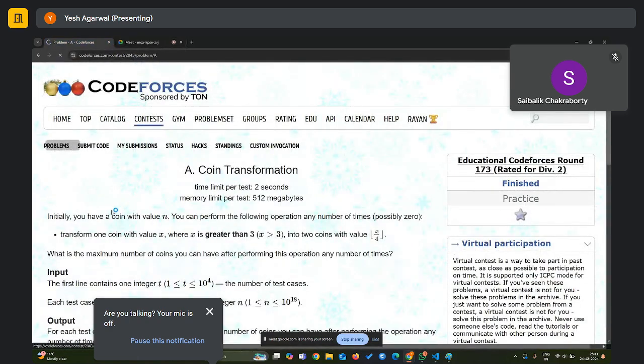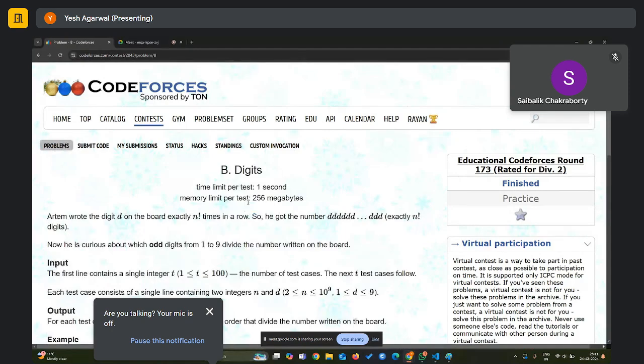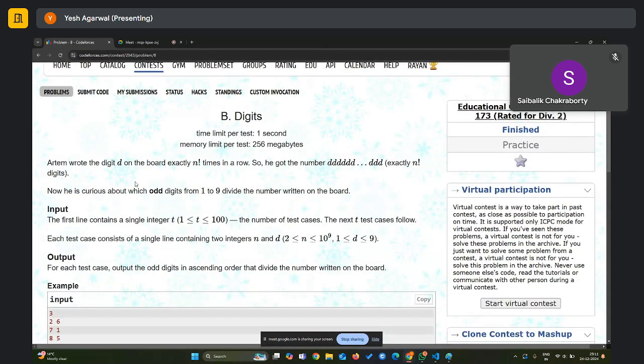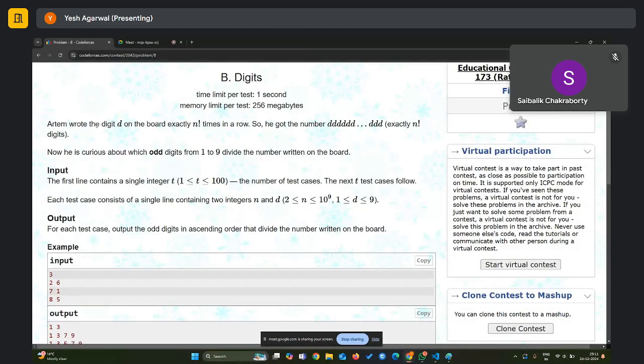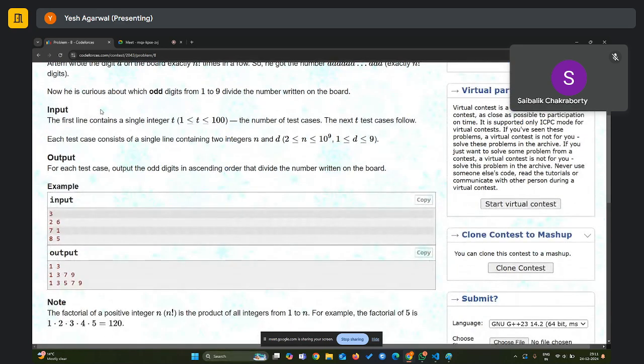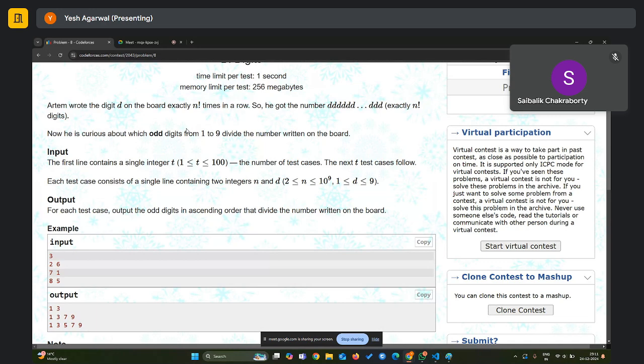So I'll be moving to question number B. Now this here is kind of an interesting question, I'd say. More of an intuition based one. Atram wrote digit D. Basically, you will be given a number, and n factorial times you have to write D, D, D, D, continuously like that. Then you have to output how many of the odd digits from 1 to 9 will be able to divide this enormously large number.